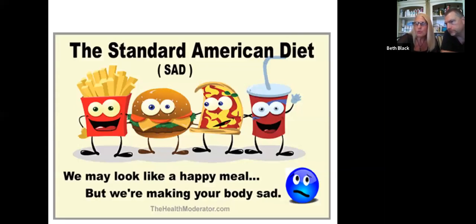So as we go through this, this is what we're dealing with. We call it the SAD diet, the standard American diet. We may look like a happy meal, but it's making our bodies sad. And it's not just the shape of our bodies, it's what's going on inside our bodies. It just sometimes shows up on the outside in the shape of the body. It might show up in hair, skin, and nails that are just weakened.